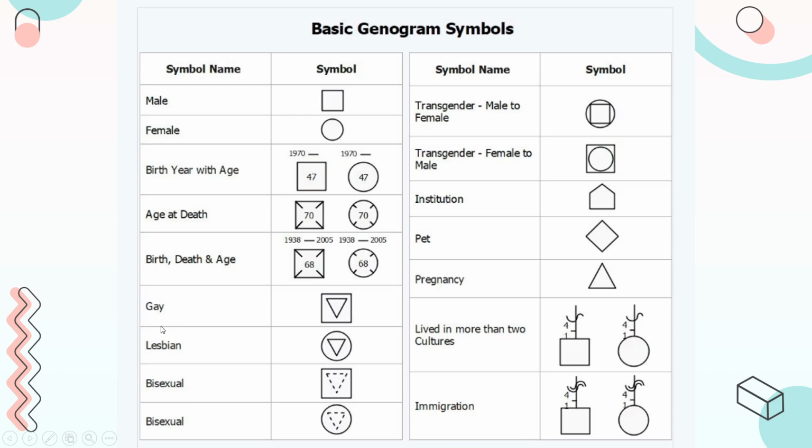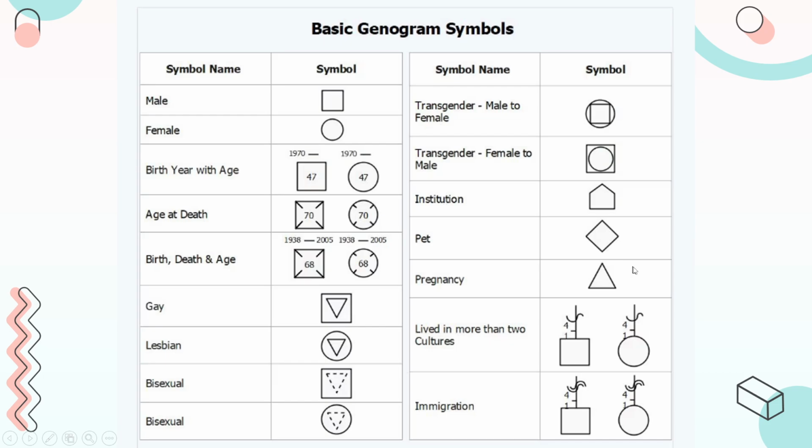And for the other genders also, if it's gay, you can mention it likewise, and lesbian, bisexual. If it's a bisexual male, it's this, and this is bisexual female. Okay, you have to remember it. And even for transgender male to female, transgender female to male, and institutions. If you're talking about any institutions, it could be social, financial, economical, religious institutions, you can show it in this image. And then if it's a pet, you show it like this.